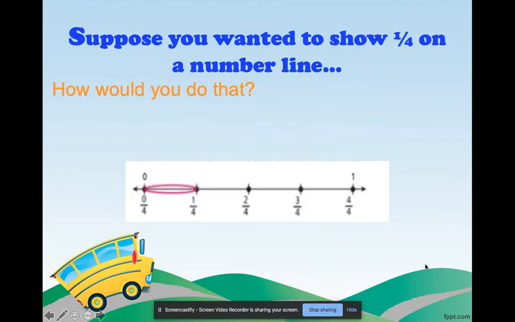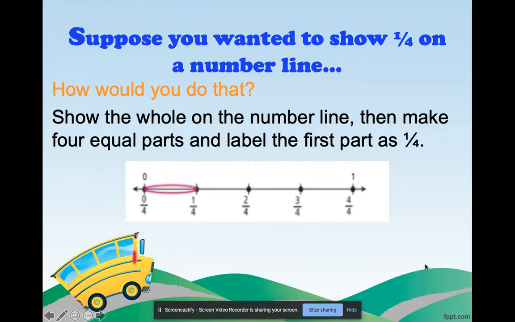Suppose you wanted to show 1/4 on a number line. How would you do that? You're going to show the whole first on the number line from 0 to 1. Then you're going to make 4 equal parts: 1, 2, 3, 4. And you're going to label the first part as 1/4.